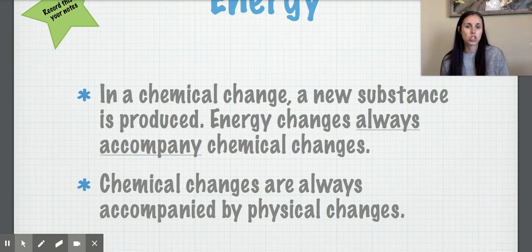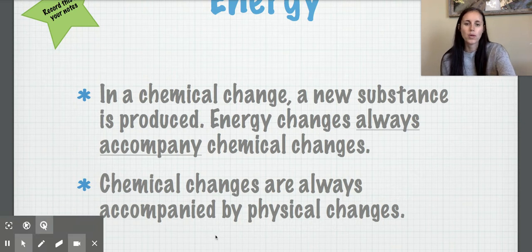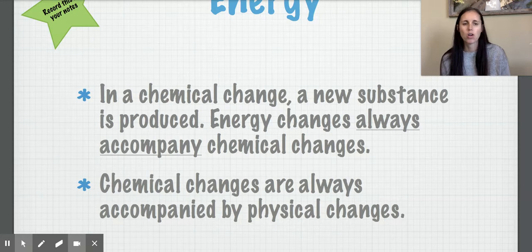In a chemical change, a new substance is produced. Energy changes always accompany chemical changes. So whenever you have a chemical change, and you know you have a chemical change, if you have one of those signs of a chemical change we just went over, you are going to see an energy change, either given off or energy absorbed. Chemical changes are always accompanied by physical changes. So if you have had a chemical change, you also will have new physical changes because you've created a new substance.